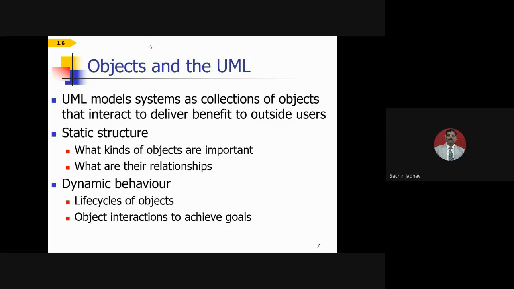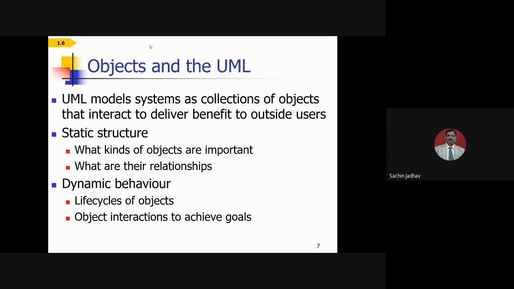Okay, now we'll discuss the basic concepts and the structure of unified modeling language. So basically, unified modeling language models systems as collections of objects that interact to deliver benefit to outside users. It has the static structure, which we can represent in the form of objects and their relationships. It also has dynamic behavior, where the life cycle of objects can be described and modeled, right? And how exactly the objects interact to achieve the system goals can be modeled with the help of dynamic behavior.